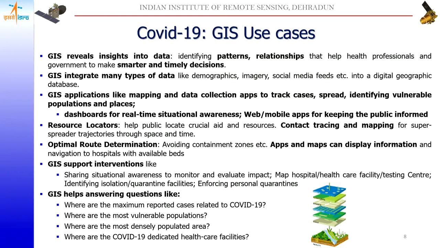The GIS can also support various health interventions, for example, real-time situation awareness to monitor the phenomena. Further, mapping the hospitals, as I said, healthcare facilities, the testing centers, and also the quarantine facilities, identifying people who are in isolation. And then we can also use this mobile-based solution for enforcing strict quarantines, because as I said, it spreads from human to human. So if we somehow break the chain, then we could drastically reduce the number of cases.